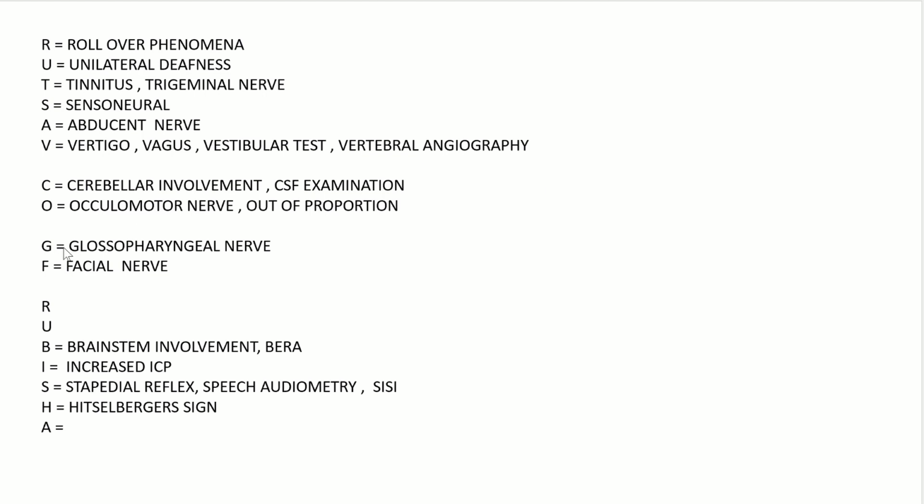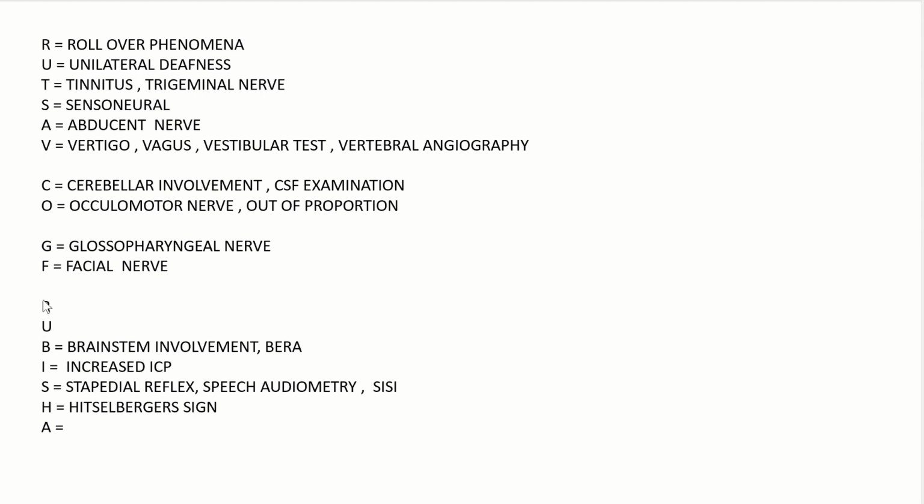After that, G stands for glossopharyngeal nerve involvement. I have already explained about it. Facial nerve involvement, then there will be what? When facial nerve involvement is there, there will be Hitselberger sign, which stands for hypoesthesia of the posterior external auditory canal, facial weakness, loss of taste, decreased lacrimation, and other features.